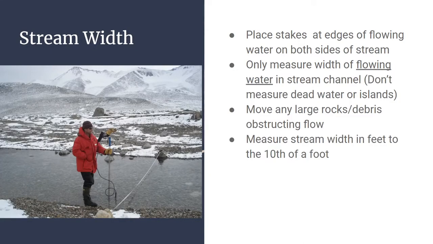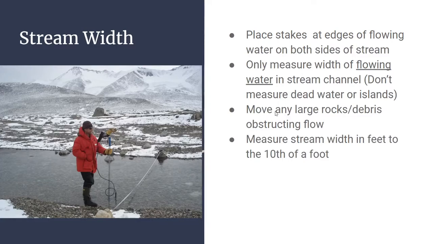So to get the stream width, what you do is you place stakes on the edges of the flowing water on both sides of the stream. As you can see, this guy here has basically anchored his tape measure from one side to the other, and it's right where the water starts. Only measure the width of flowing water. So you don't want to measure like the 2 feet of gravel out there. It doesn't have any water flowing through it.